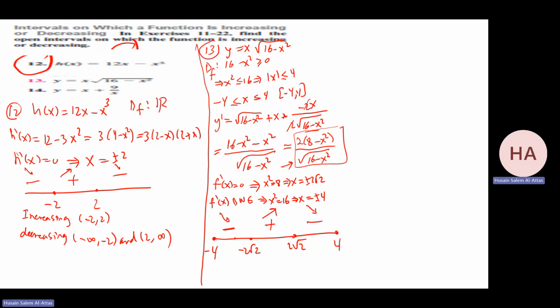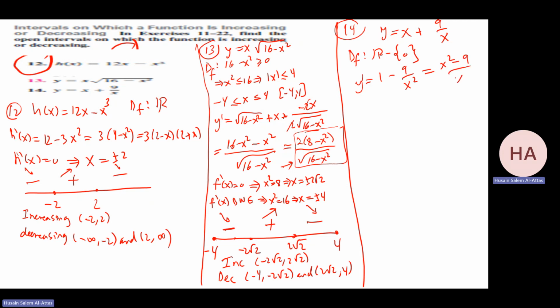So it's decreasing, or let me say increasing. Let me just make it like this. From minus 2 square root of 2 to square root of 2, and decreasing from minus 4 to minus 2 square root of 2 and 2 square root of 2 to 4.